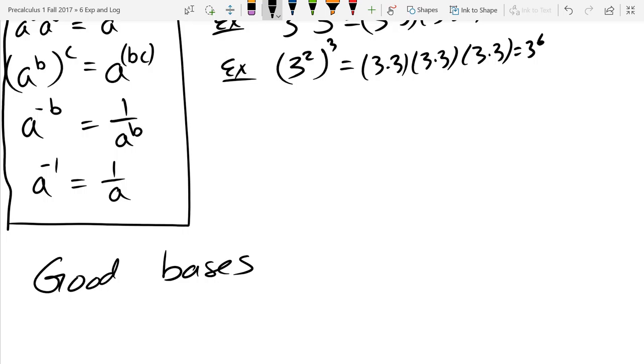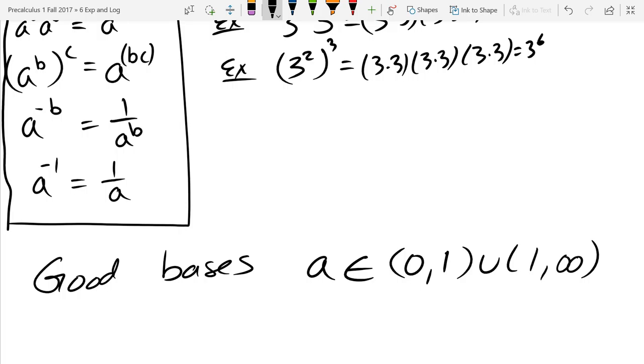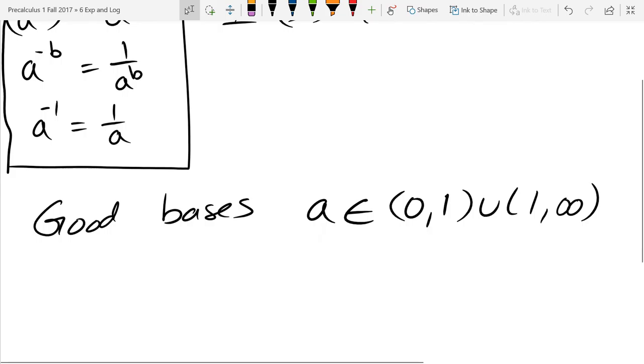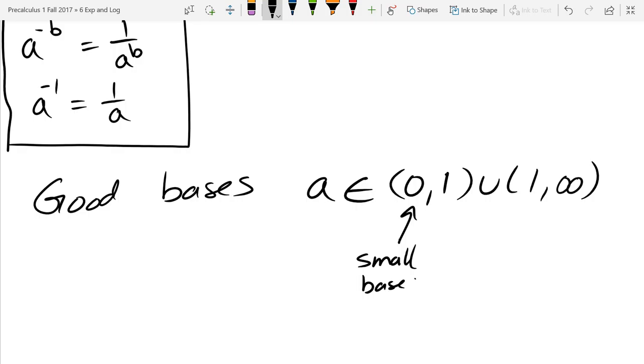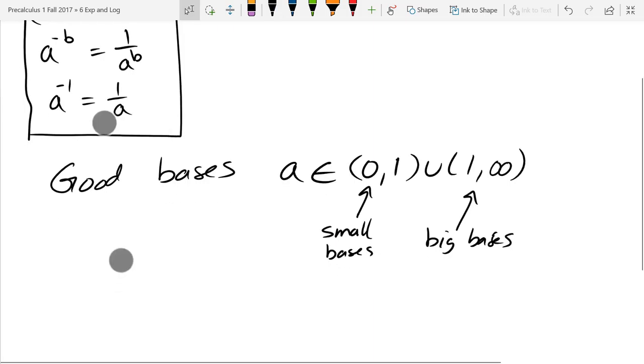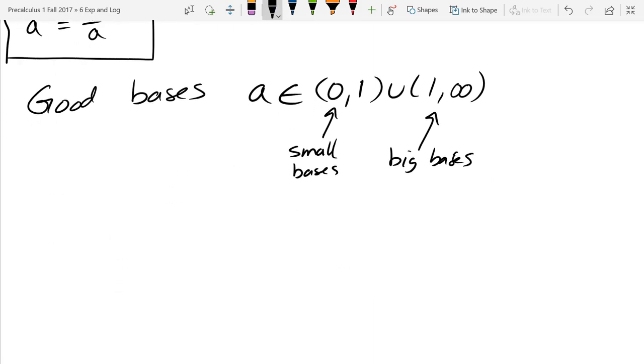And now what we're going to do is look at good bases and bad bases. I'm generally going to use the letter a for bases just to keep it consistent with the rest of the notes. So good bases come from two intervals, either between 0 and 1, or anything bigger than 1. I will talk about why 1 is a bad base, why 0 is a bad base, and all the negatives are bad bases. The first interval right here is what I call small bases. And if you're bigger than 1, I call that big bases. They act very differently. We'll see when we graph that small bases graph completely differently than the big ones. So if you're less than 1, it's going to act a lot different than being greater than 1. All right, so those are good bases.